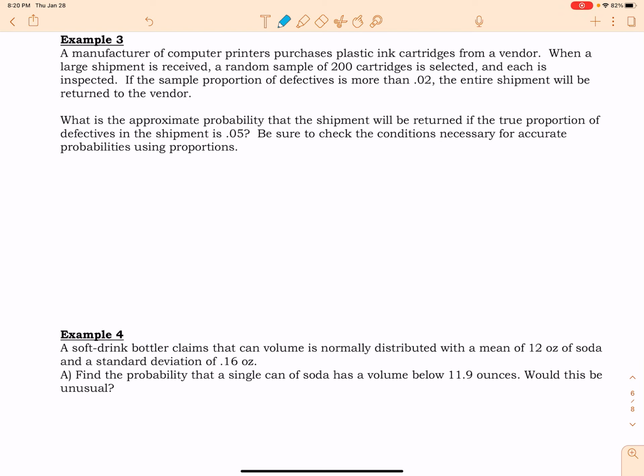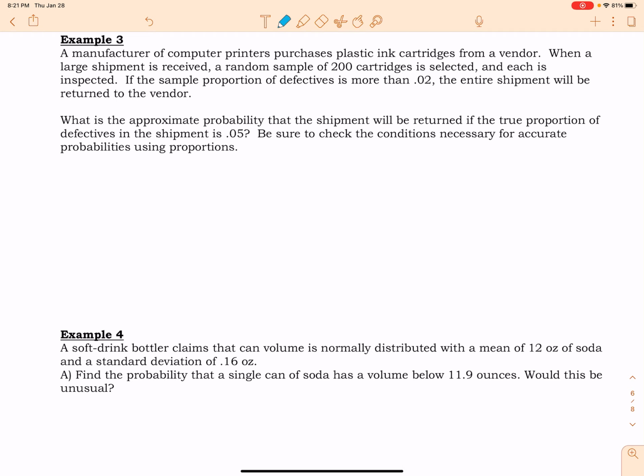All right, in this video for AP Statistics, we are going to look at an example for categorical data in sampling distributions, so sampling distributions for proportions.